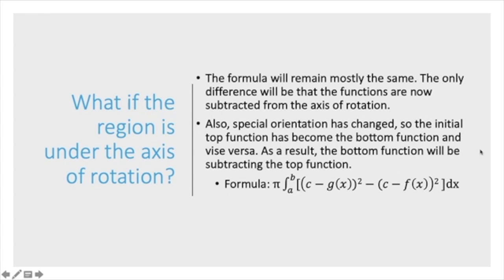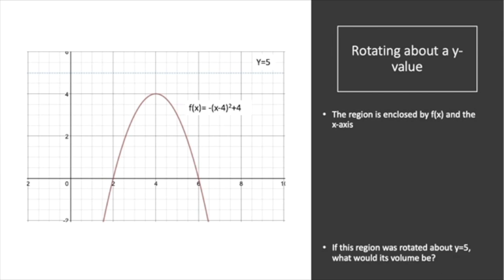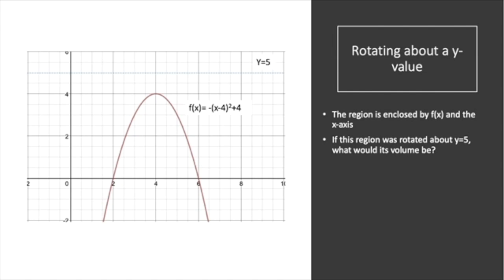And so I will have examples of these on the following page if you are not following. Again, like I said, we will be using the same examples to make sure that you understand. If you can understand on one, you can understand on all. So the region is enclosed by f of x and the x-axis, like I mentioned prior. If this region was rotated by y equals 5, which is up here, and I have it labeled for you, what would its volume be?